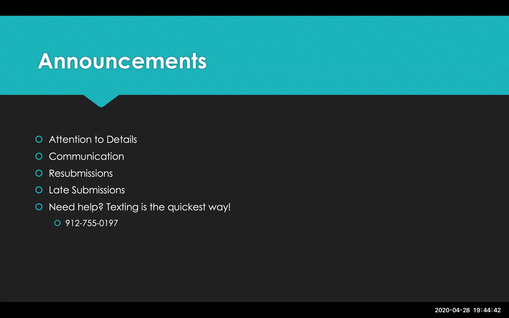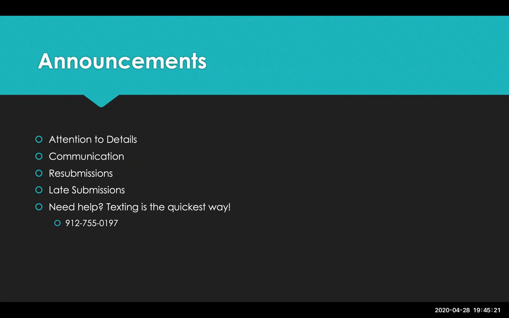Texting is the quickest way to get a hold of me. I'm on East Coast time, so the first thing I ask is nothing after 10 p.m. at night, and that's East Coast time. So that would be 9 Central, 8 Mountain, and 7 Pacific. I do work Monday through Friday from 8 to 5, so I can't always answer my phone, but I can typically get back to you within a couple of hours. I can usually respond to text pretty quick, so that's why I say texting is the quickest way.